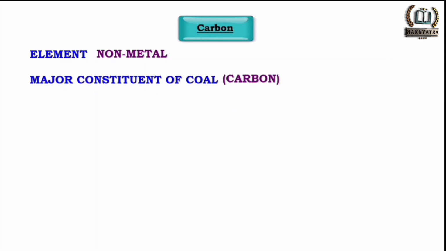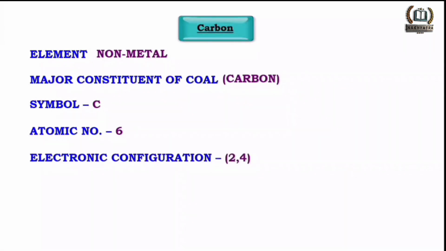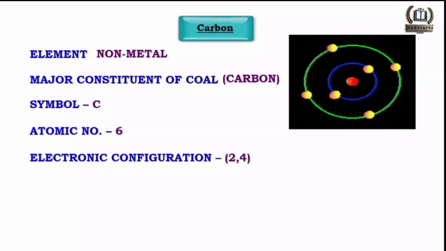Now we will see what carbon is. It is an element which is a non-metal, and the major constituent of coal is carbon. The symbol is C, as I told you, the atomic number is 6, you all know that, the electronic configuration is 2, 4, and the valency is 4. So this is the electronic configuration shown here.